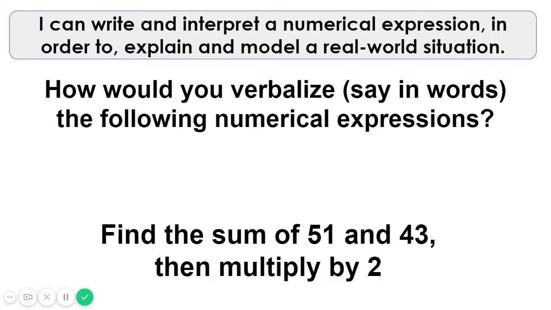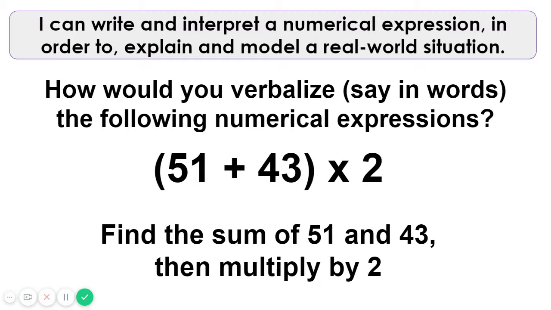Find the sum of 51 and 43, then multiply by 2. So the first thing I have to do is find the sum, which means I have to add 51 and 43, then multiply that by 2. Well, I have to be able to add first, so I have to add those parentheses in. So I have 51 plus 43 in parentheses times 2.